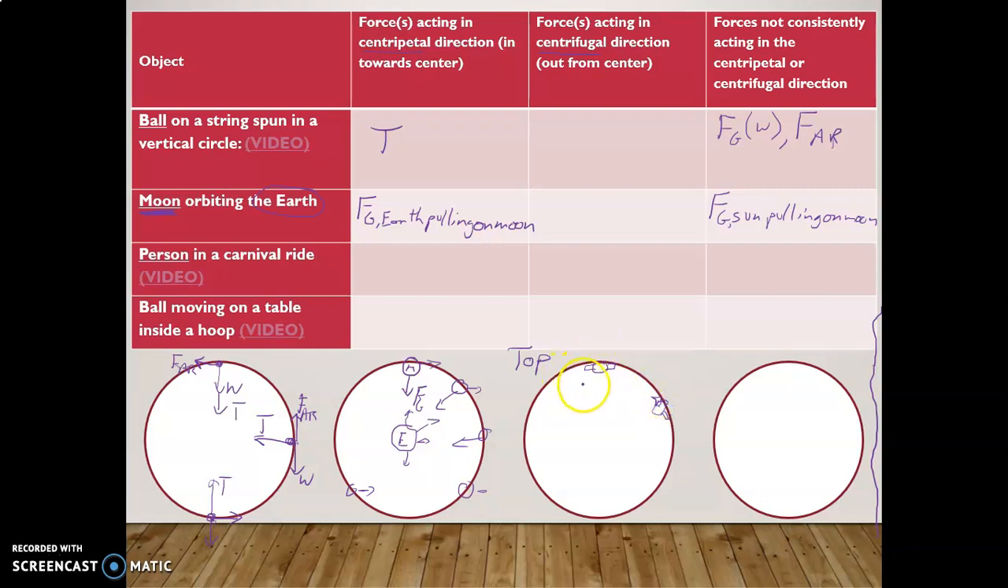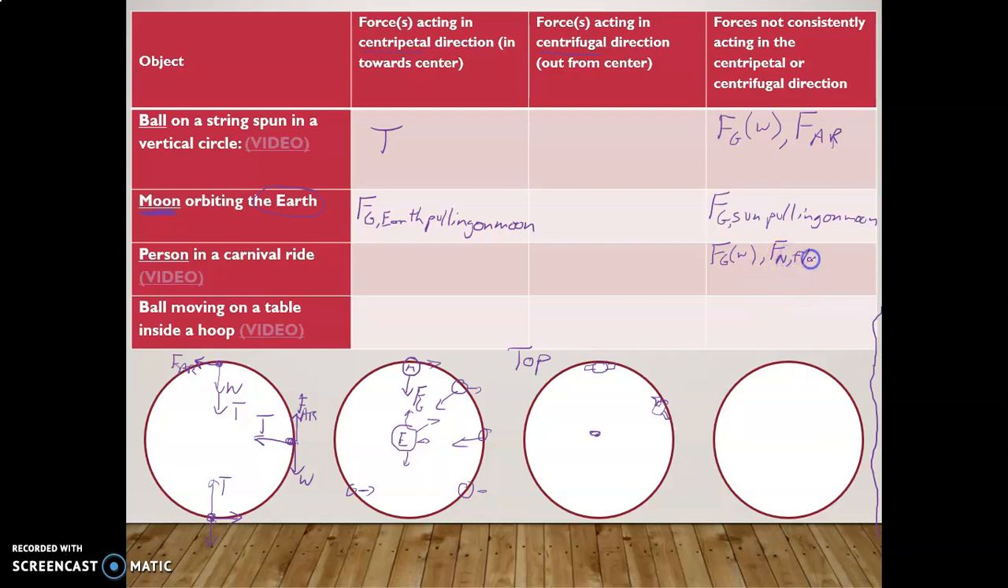So what are the forces acting in this case? Well, the force of gravity would be acting straight into the screen or the page, the way you're looking at it. So that's not in towards the center or out from the center. So the force of gravity, or weight, is neither one. The normal force would be coming right out of the screen at us. So that's neither one. Okay, that's the normal force from the what?